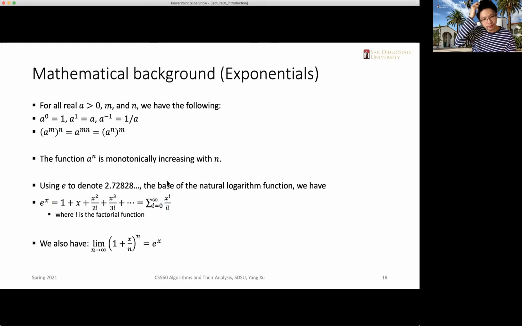And also, we can rewrite this function into this limit formation. If you push n to the limit of infinity, then this whole thing, 1 plus x over n raised to the power of n, is essentially e to the power of x. So this is something we should know about, but don't need to know how to prove.